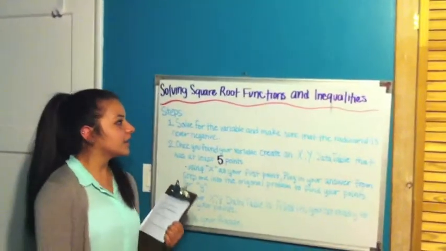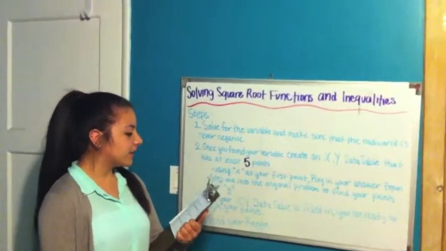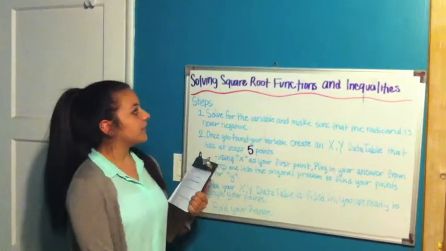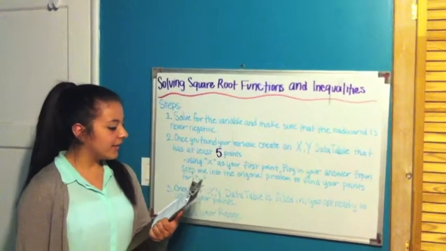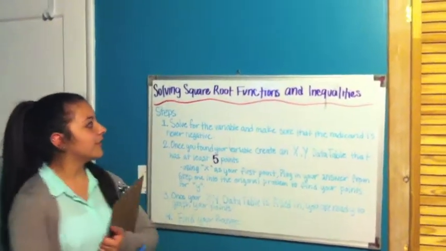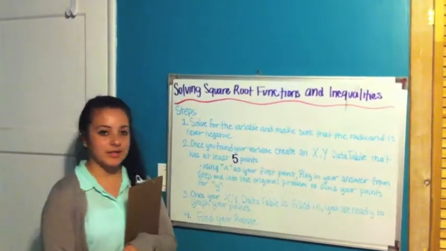Solving square root functions and inequalities. The definition of a square root function is a function that contains a square root of a variable. The definition of square root inequalities is an inequality involving square roots. First, we're going to start with steps of how to solve square root functions.